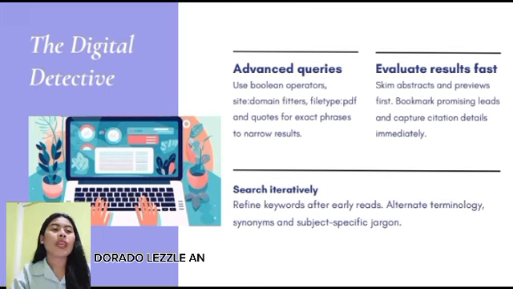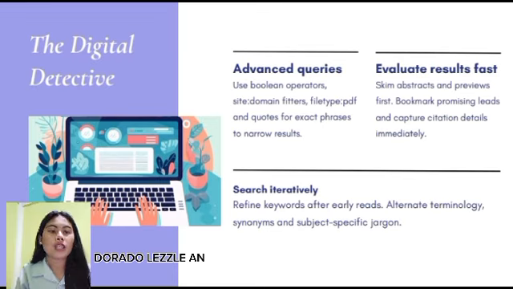So second, evaluate results fast. Skim abstract and preview first, bookmark promising, and capture citation details immediately. So evaluate results fast reminds you to quickly judge if a source is useful or not by reading the abstract or preview, checking the author and date, bookmarking good sources, and saving citation details immediately to save time and to make sure you use only reliable and relevant sources.